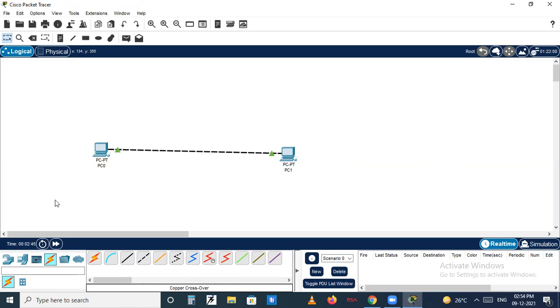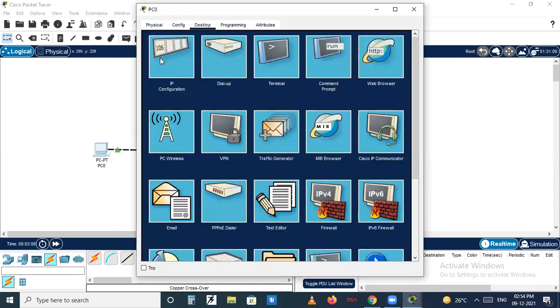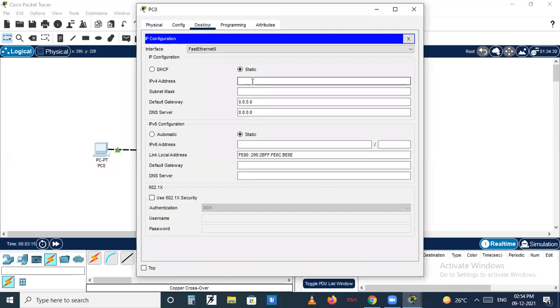Now, if you start communication, it is not possible to communicate until our devices have some IPs. So what will we do for assigning the IP? First, click on this. It will open like this. These are some physical properties. And here, click on Desktop, go to IP Configuration. In IP Configuration, you need to assign some IPs.